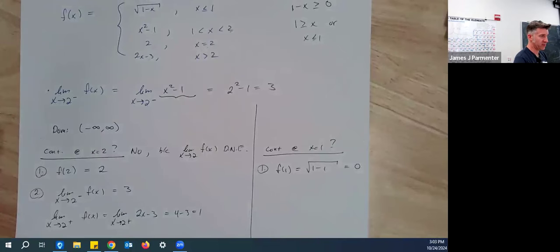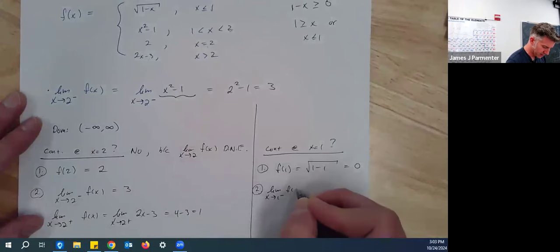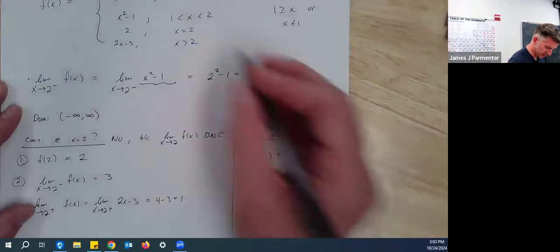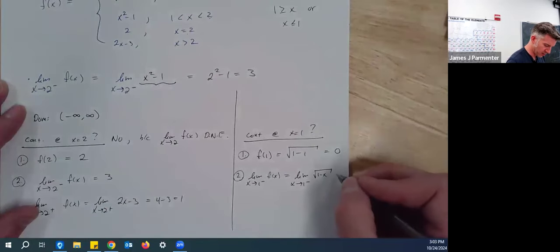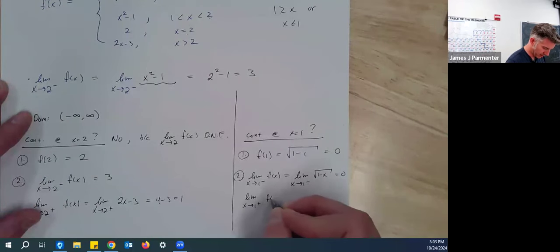Now we're going to take the limit from either side of 1. The limit as x approaches 1 from the left of f of x, we're just using the same piece of the function. It's the limit as x approaches 1 from the left of the square root of 1 minus x. We plug in 1 and we get the square root of 0, which is 0. Let's look at the other side of 1. The limit as x approaches 1 from the right of f of x.